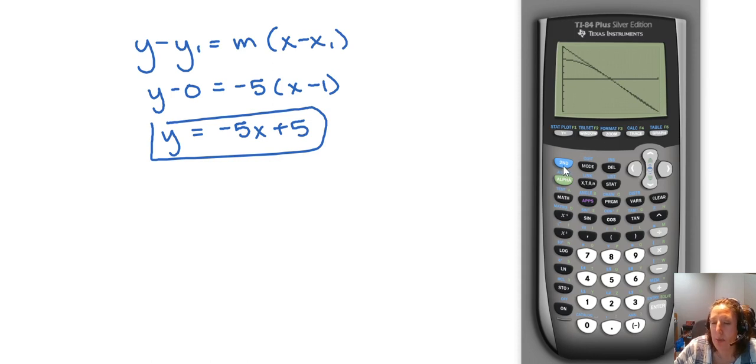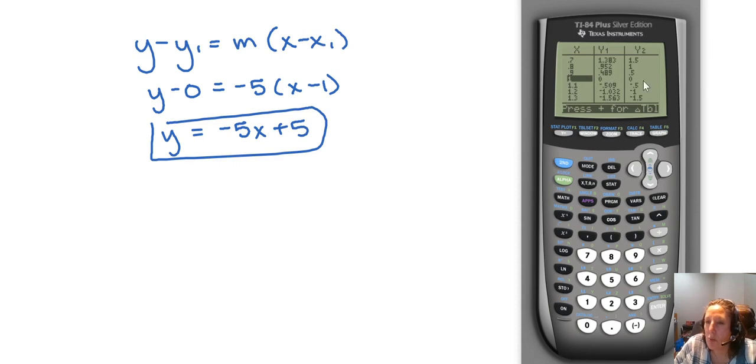And we can also look at the table. You can go to your table set, which is second window, and change some of the settings. I'm going to change my delta table. The default is 1. I'm going to change it to 0.1 just so we can get a little bit closer in on the graph. Then if we look at our table, second graph, looking at x equals 1, we see that those y values are the same. y1 is our function, y2 is our tangent line. And so at 1, they have the same y value.